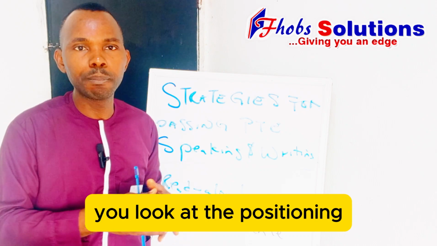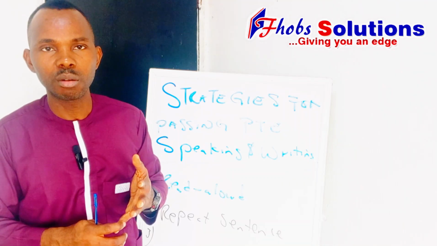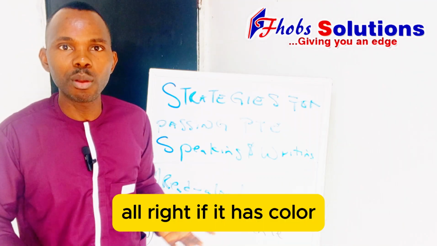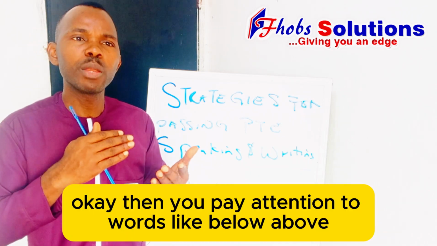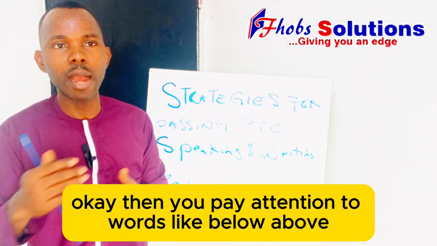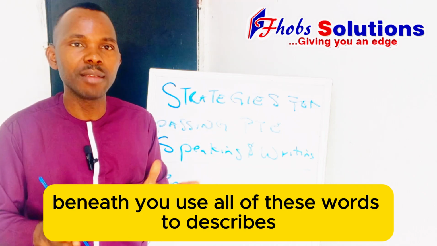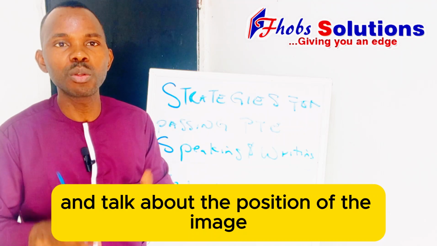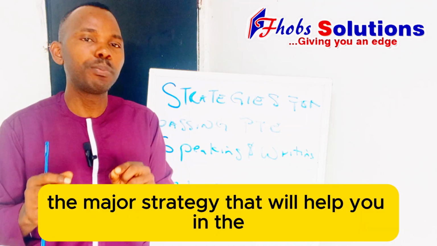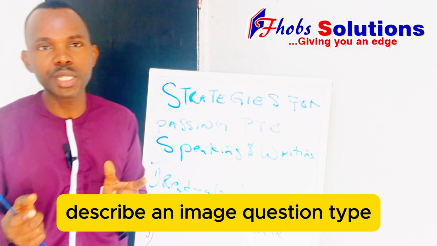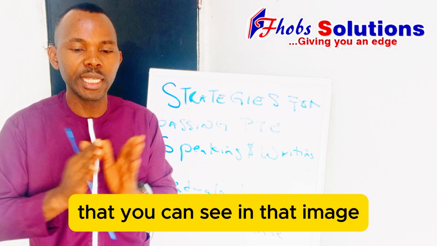Okay, you look at the positioning. For example, you pay attention to the color. All right, if it has color, you should mention it. You pay attention to the size. Okay, then you pay attention to words like below, above, beneath. You use all of these words to describe and talk about the position of the image. So remember that the major strategy that will help you in the describe an image question type is to talk about the main information that you can see in that image.